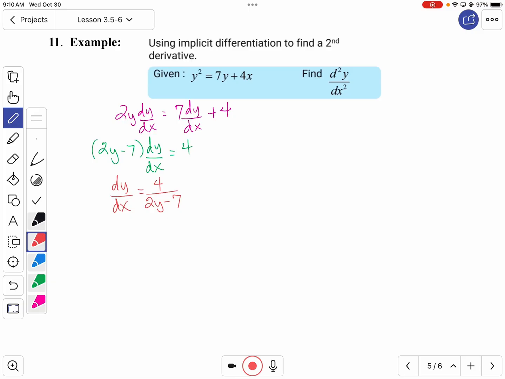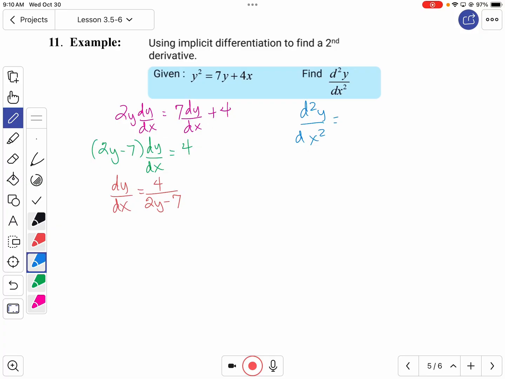All right. Now, let's talk about how we would get the second derivatives. Because this is still implicit, we're taking the derivative with respect to x. So, when I get to the next spot, I take the derivative of dy dx. That is my second derivative, so d squared y dx squared.